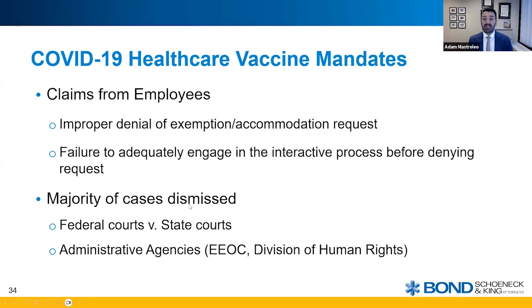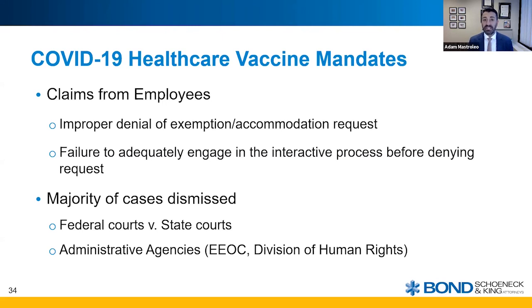We have seen many claims from employees against healthcare employers regarding improper denial of exemption and accommodation requests related to the vaccine and failure to adequately engage in the interactive process before denying the request. These claims were made both to the administrative agencies that handle discrimination claims, the EEOC and the Division of Human Rights. They've also been made in court.